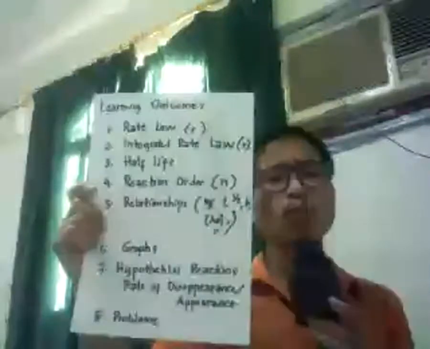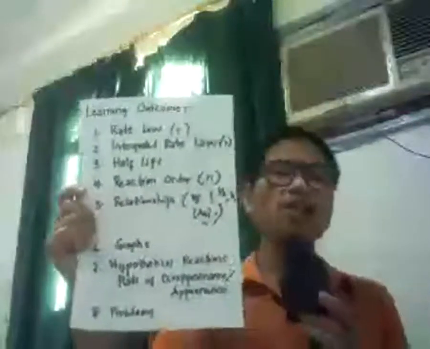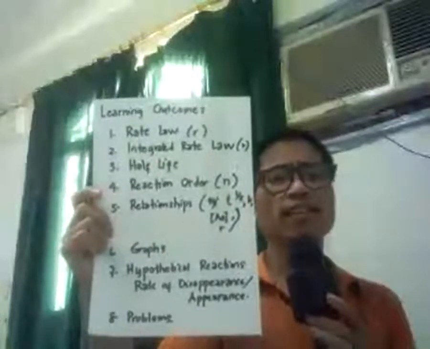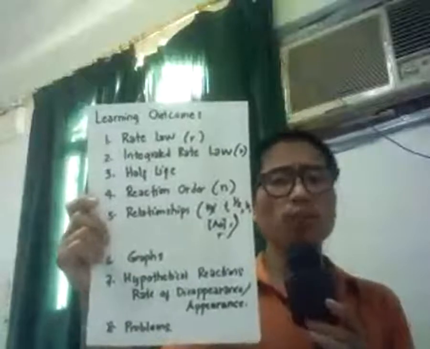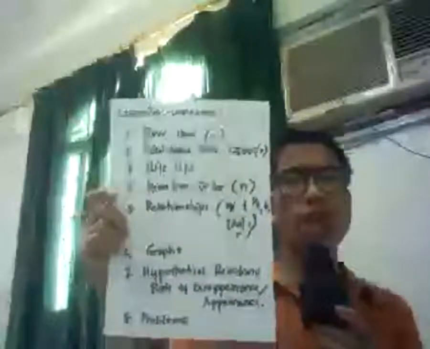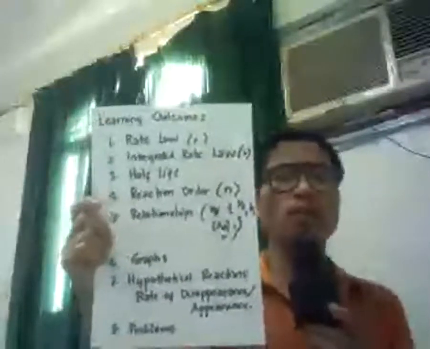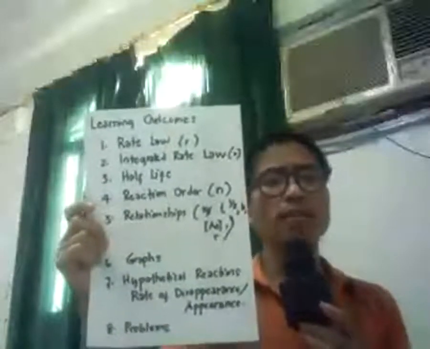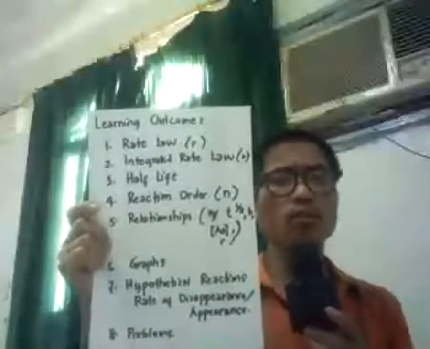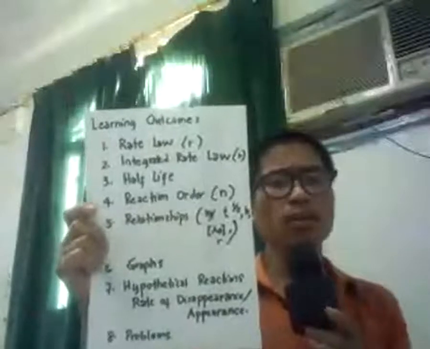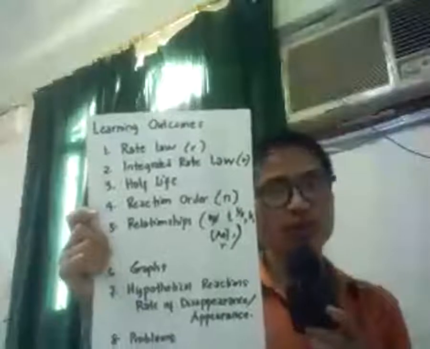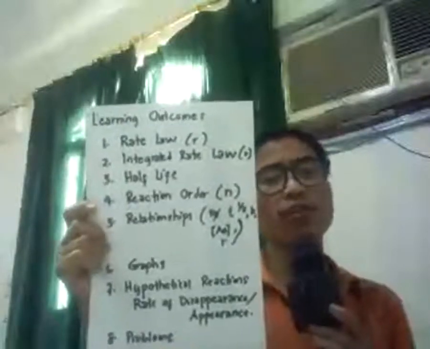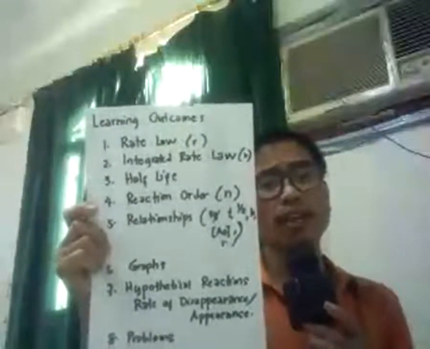Number seven, hypothetical reactions. What do you mean by hypothetical reactions? These are reactions, guys, that are only a representation. For example, A plus B equals C. 2A plus B equals C. A plus B plus C plus D equals F. A plus B equals D plus F. So these letters could represent real elements and compounds later.